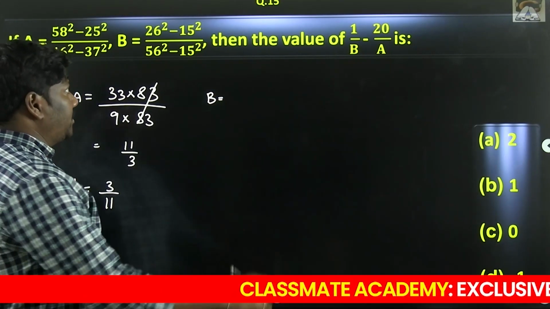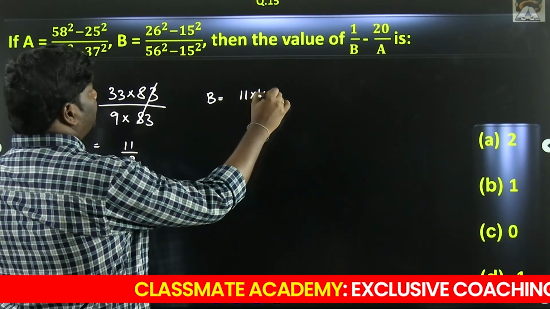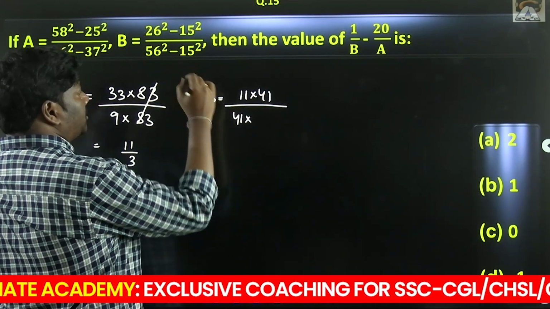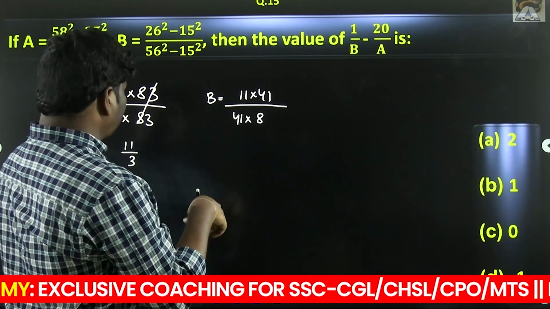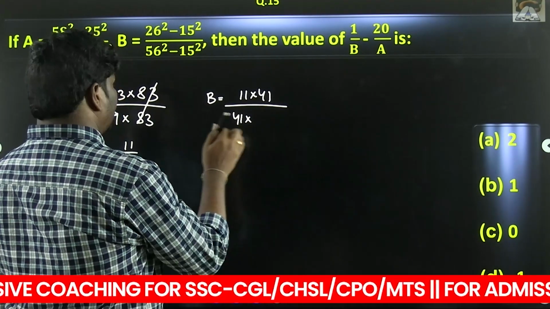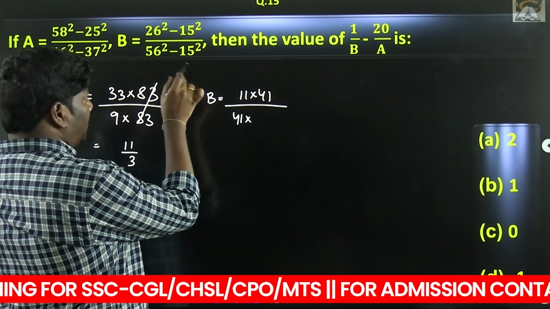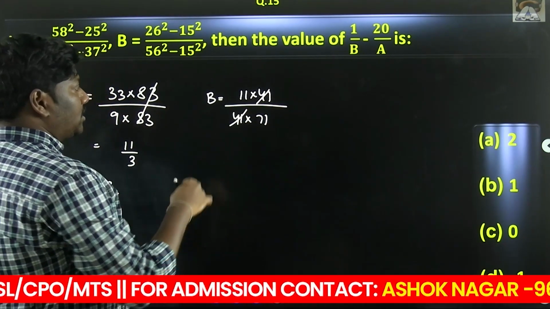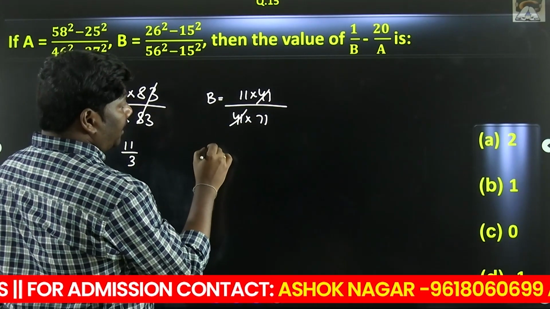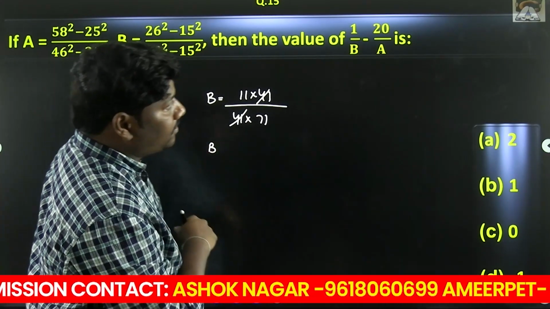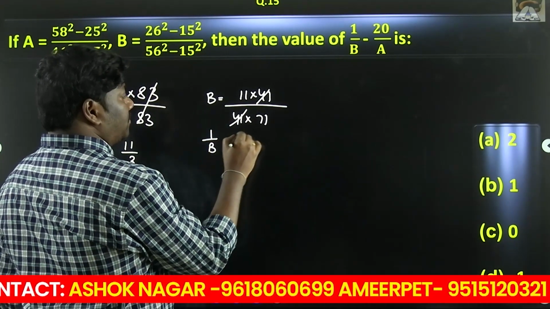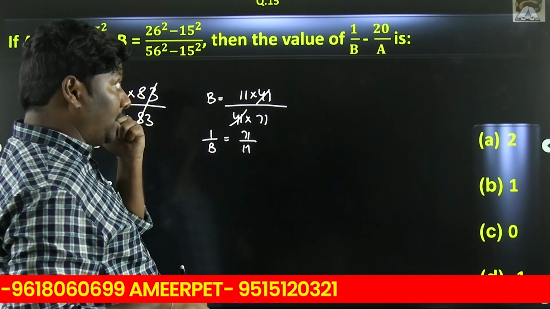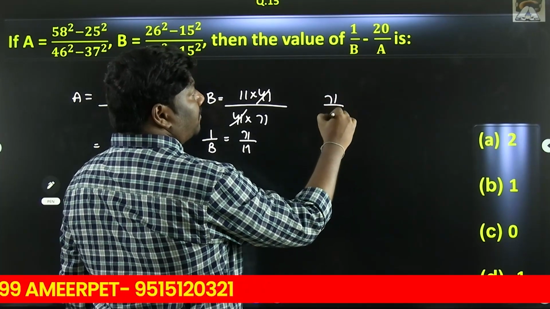26 minus 15 is 11. 56 minus 15 is 41. 56 plus 15, sorry, you take it, okay, it will be 71. Cancel it. So 20 by B you have, or else you can take it as B by 1 by B. So 1 by B will be how much? 71 by 11, okay, 71 by 11 it becomes. 1 by B is 71 by 11.